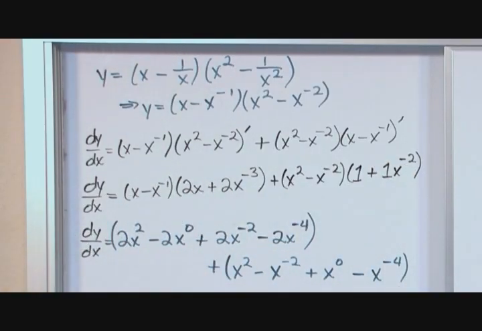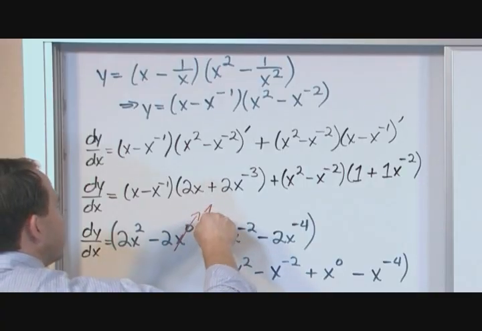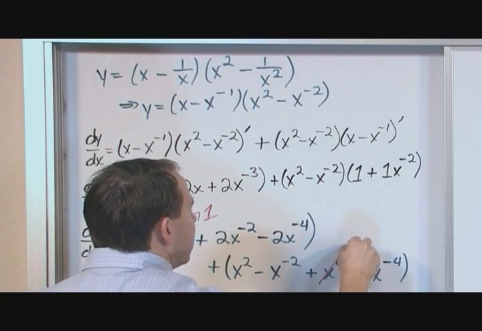So that is really all of the FOIL. A little bit of a pain, but you know, it's not so bad. So don't forget that these x to the zeros, they're really 1, right?